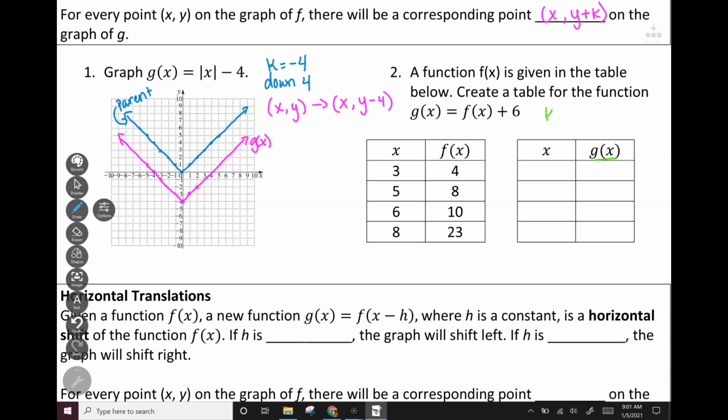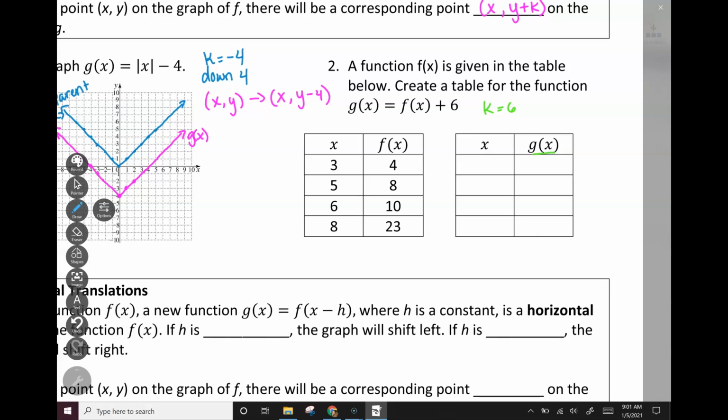So we know this is k equals 6. So we literally need to do g of x equals f of x plus 6, or y plus 6. So my x's aren't going to change. My y's get 6 added to them. And so I could plot those points on a graph. That would be the transformed function of f of x shifted up 6.